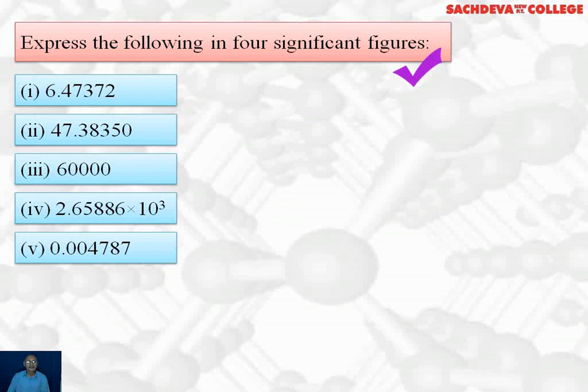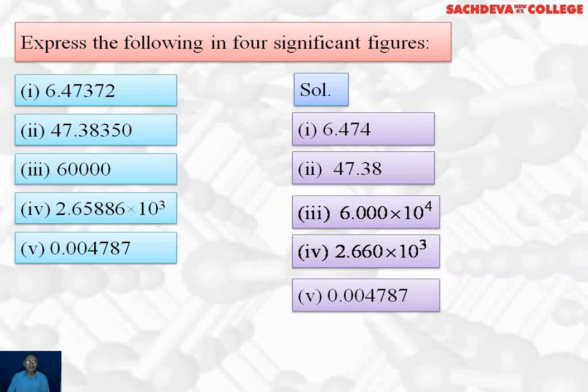Express the following in four significant figures. Now when you want to express in four significant figures, what we do, in the first case we write 6.474. Why are we writing 6.474? Because there is 37. 7 is more than 5, and when a number is more than 5, the 3 should be changed to 4. So the correct answer becomes 6.475.